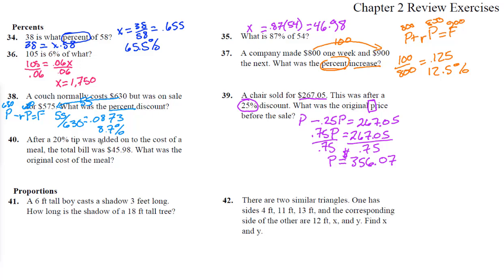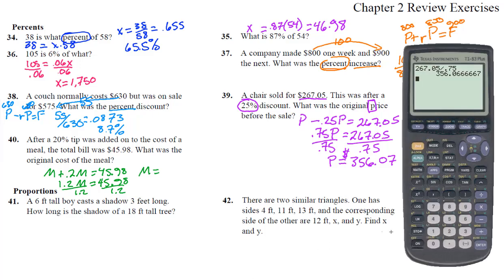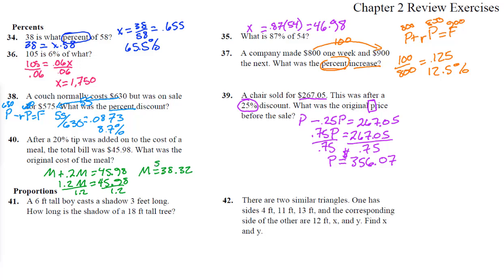All right, number 40. After a 20% tip was added to the cost of a meal, so you have the meal plus 20% of the meal equals $45.98. This is 1.2 times M equals 45.98, and divide by 1.2, divide by 1.2, we get the meal is, calculator, 45.98 divided by 1.2, that's 38.32 if we round to the nearest penny. Make that a dollar. Good.